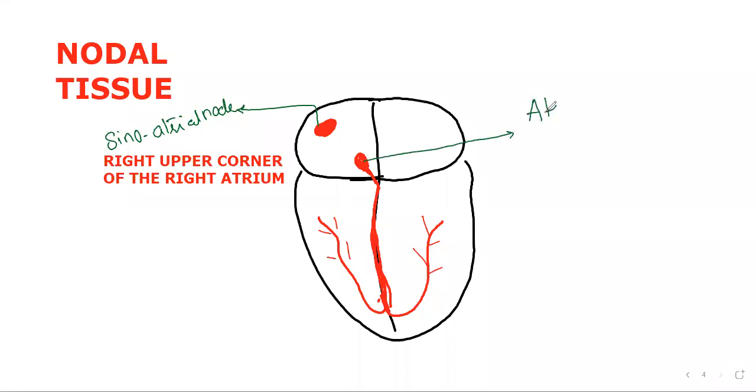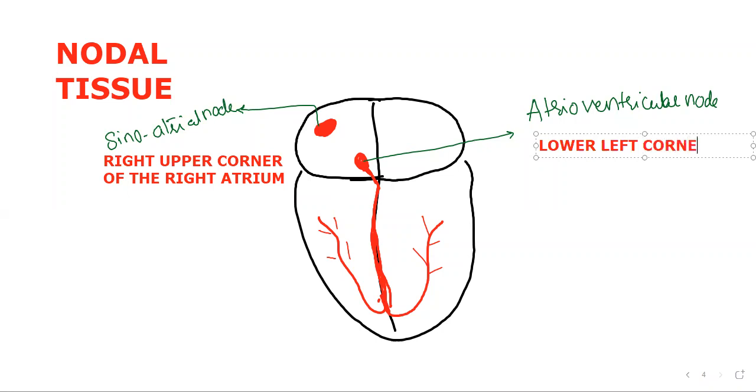Next, the atrioventricular node. What is its location? Still it is in the right atrium only, at the lower corner, isn't it? Lower left corner of the right atrium, there is the atrioventricular node.